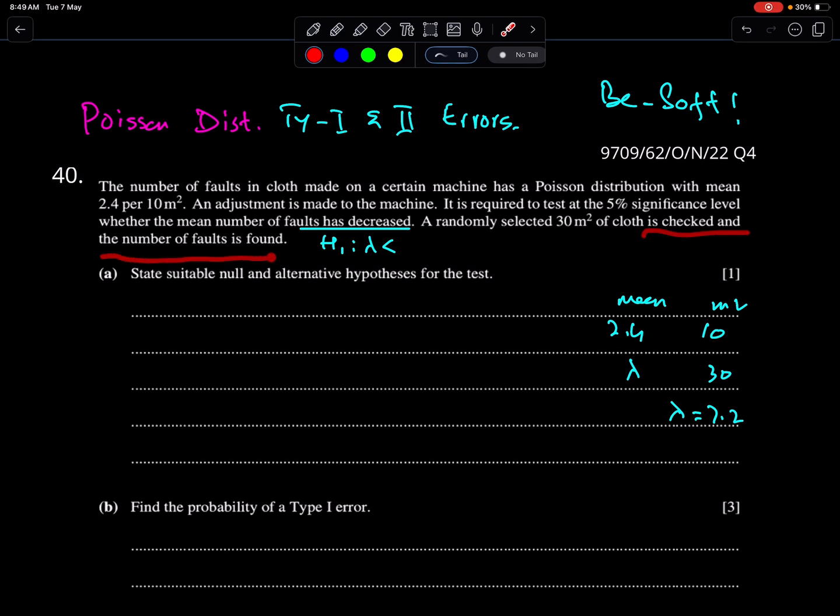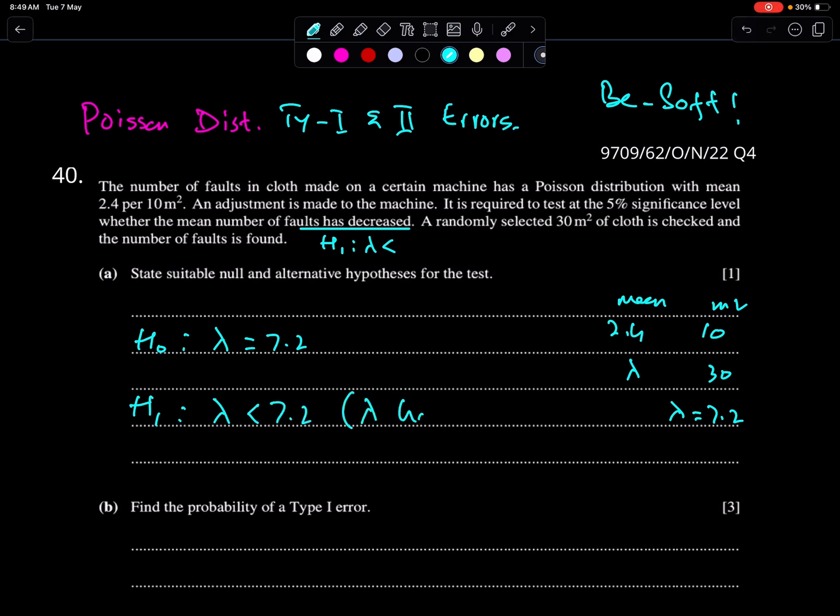And the number of faults is found. State null and alternative hypothesis for the test. So this is very simple. H0 is lambda is equal to 7.2 and H1 is lambda less than 7.2. This means lambda has decreased, H0 means lambda has not decreased. Find the probability of a type 1 error.